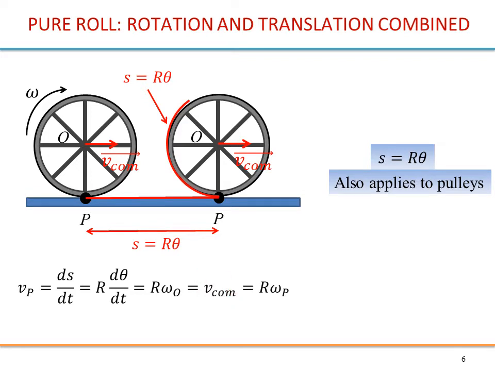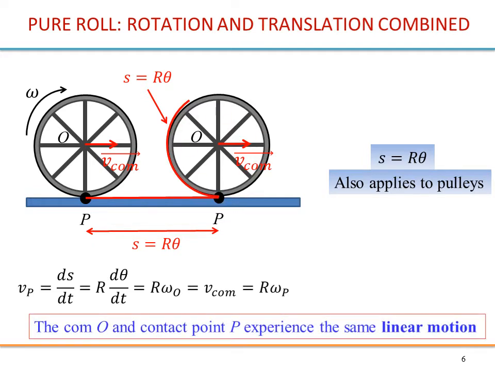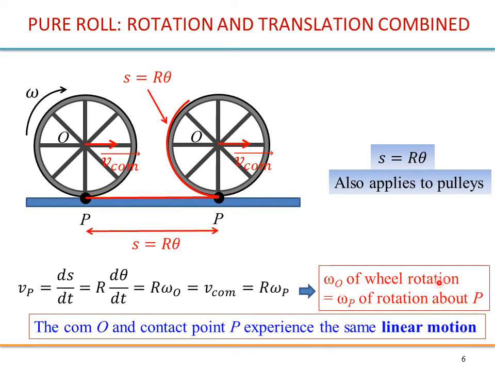And v of the center of mass can be viewed as, if you consider that this wheel is rotating about point P, as we have seen just before, the magnitude of Vcom can be r multiplied by omega of rotation about that point. So it's r omega P. But since r is the same, we have omega of rotation of the wheel equal omega at that point, P. So this is shown here.